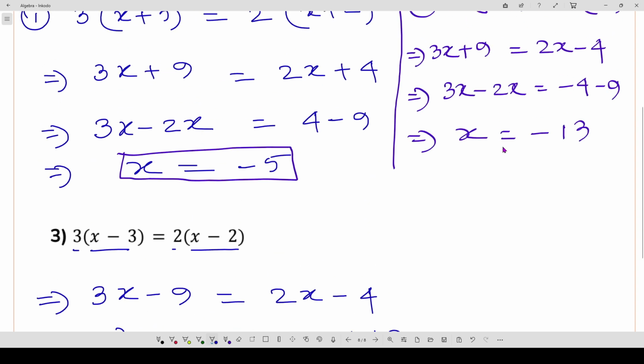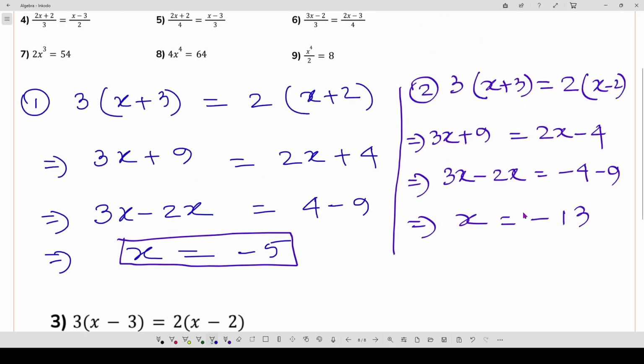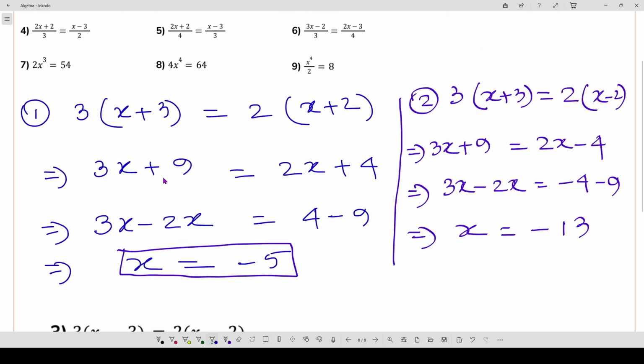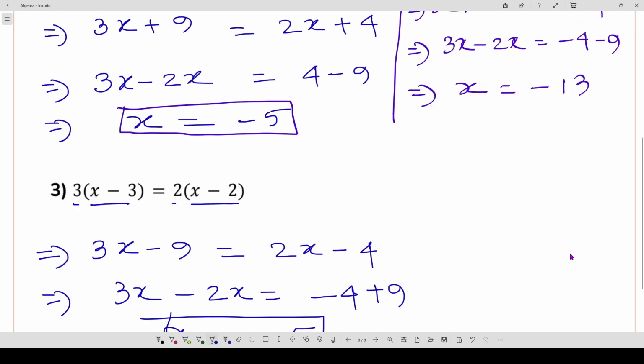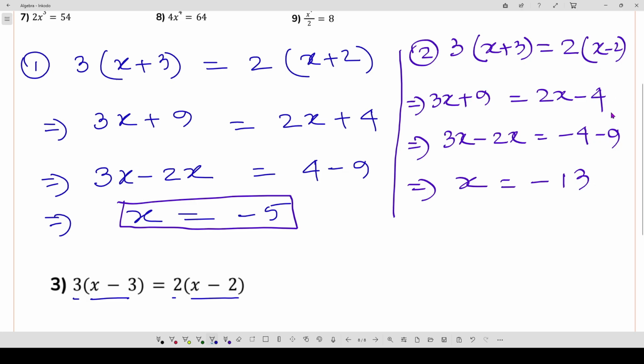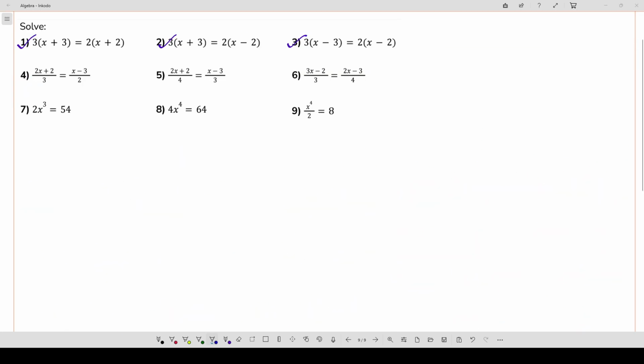So almost the same math becomes question 3, because in the first part it is plus 9 and here a plus 4, in the second part here it is minus 9 and minus 4, and in the other one it is plus 4 minus 4. So number 3 done.